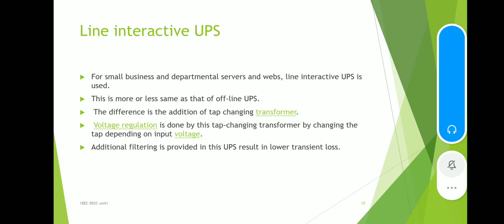Any fluctuation means it immediately switches to the DC source. If the power supply we are receiving is good, it is directly connected to the load. Additional filtering is provided in this UPS. There is another filtering circuit at the load. This is about the line interactive UPS.